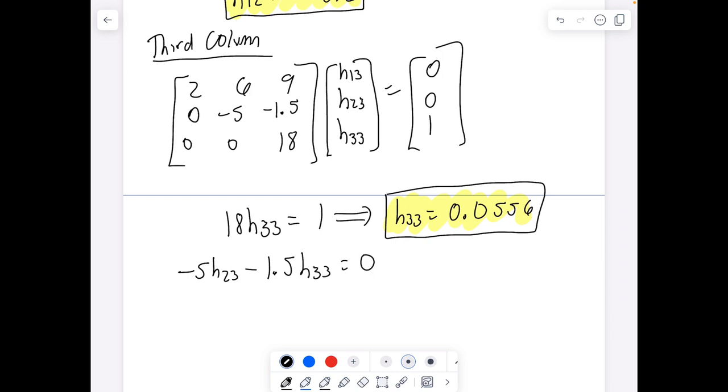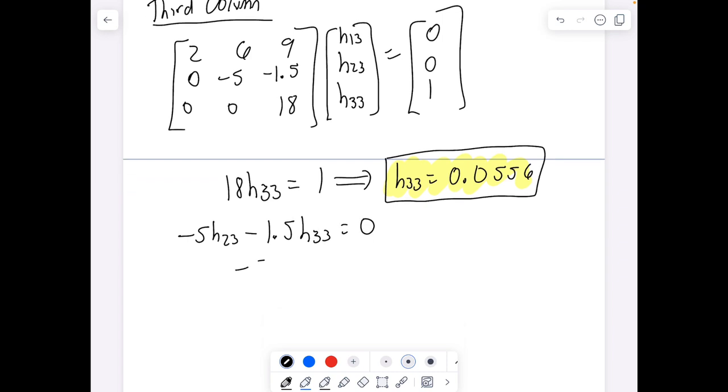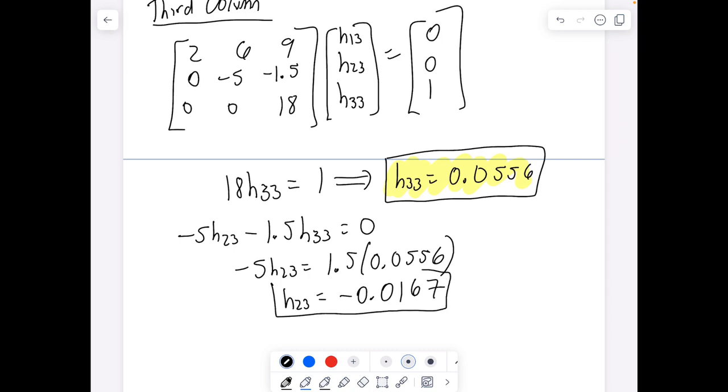Second equation is negative 5 H23 minus 1.5 H33 is 0. Negative 5 H23 is 1.5 times the 0.0556 we just had. Divided by 5 negative. We end up getting H23 as negative 0.01666666667. We'll just round it to give us that.